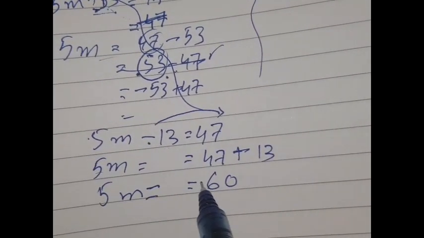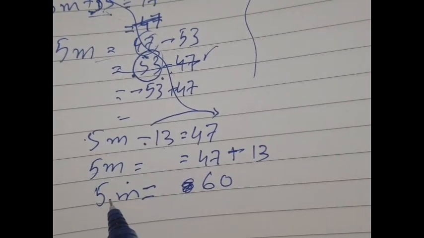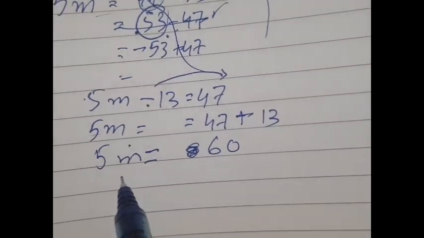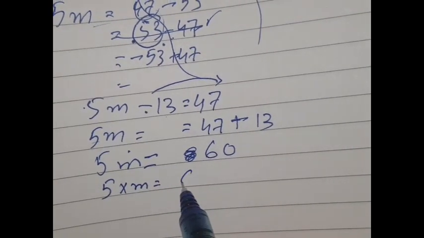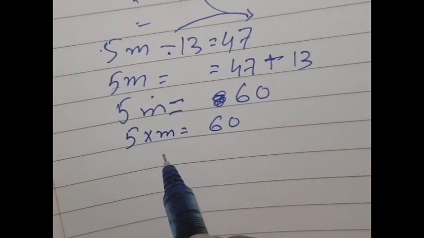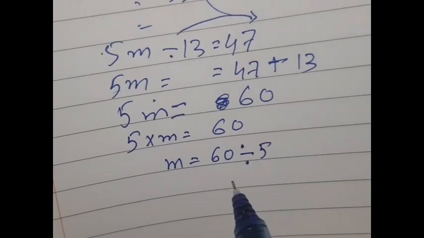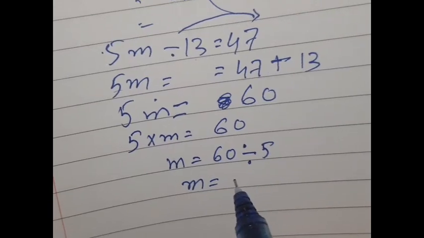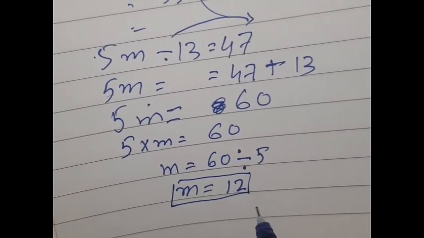Now what I'm looking for is the value of m, but right now I have 5 times m. I don't need 5 times m, I need only m. So first I will write 5 times m, so you understand that these two values are getting multiplied. Now you know what to do. If this is getting multiplied here, m is equals to 60 divided by 5. So now I know it's division. m is equals to, 5 times 12 makes 60. So m is equals to 12 is my answer.